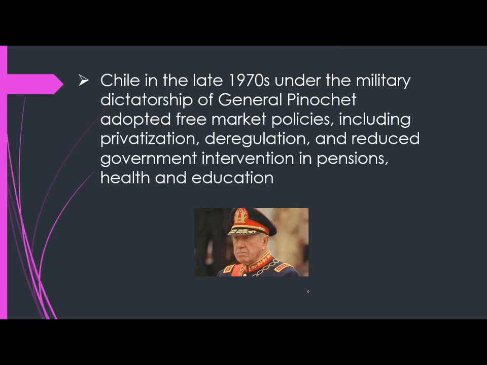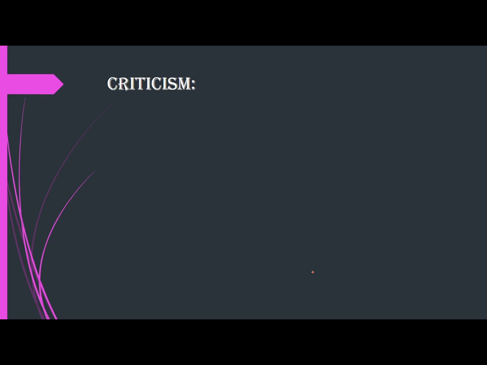Another example in action is that when General Pinochet came into power in the 1970s, he adopted all the free market policies: privatization, deregulation, less government intervention, less and less spending on pensions and health and all that kind of thing. He moved towards neoliberal policies.